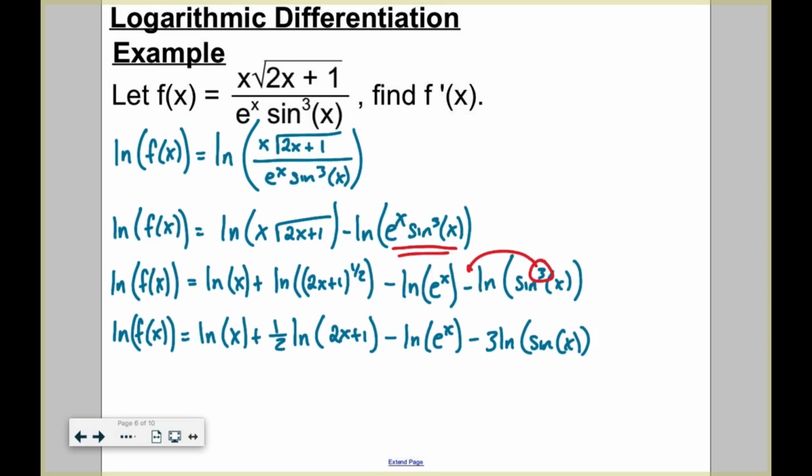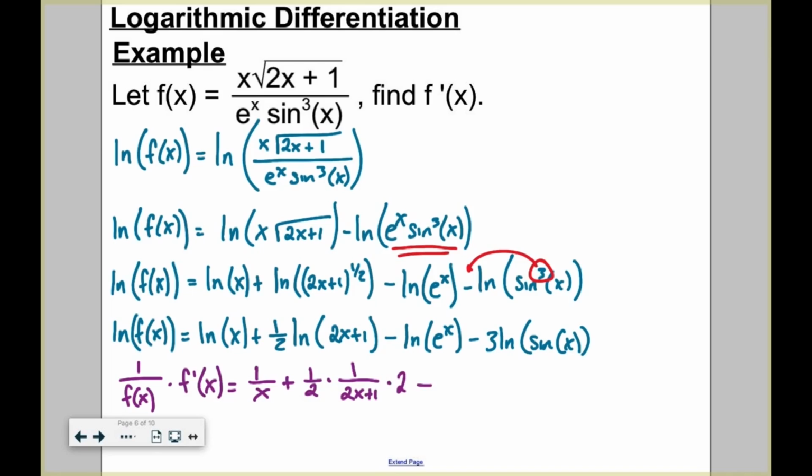So the derivative of natural log of f of x is going to be 1 over f of x, and then times the derivative of the inside using the chain rule, which is f prime of x. Let's see, the derivative of ln of x is just 1 over x, and then plus our 1/2 is our coefficient, times 1 over 2x plus 1, times the derivative of the inside, which is 2, minus.